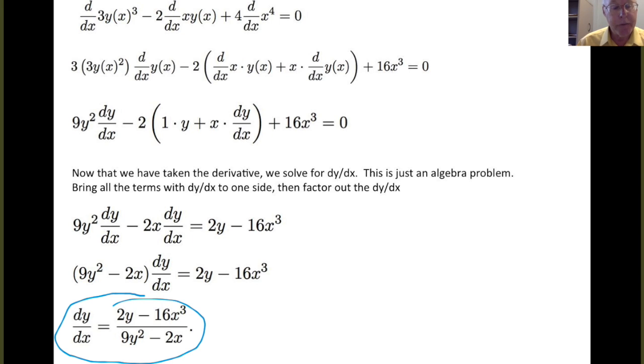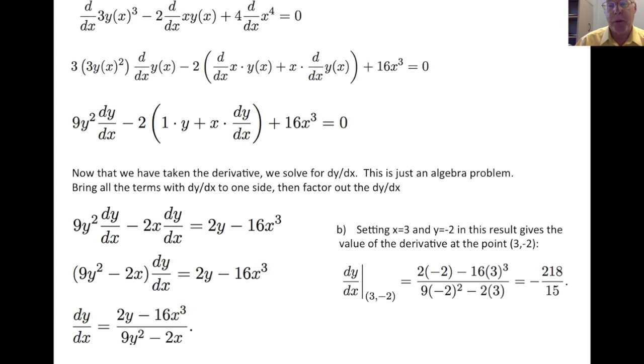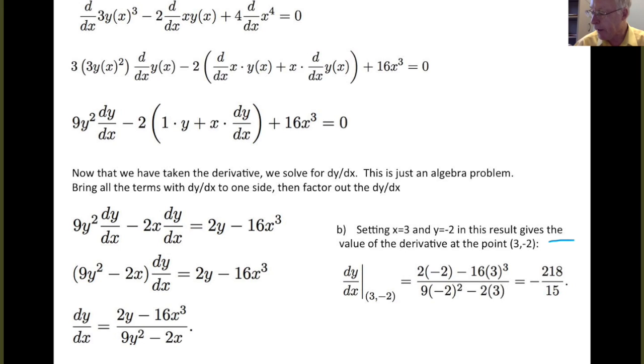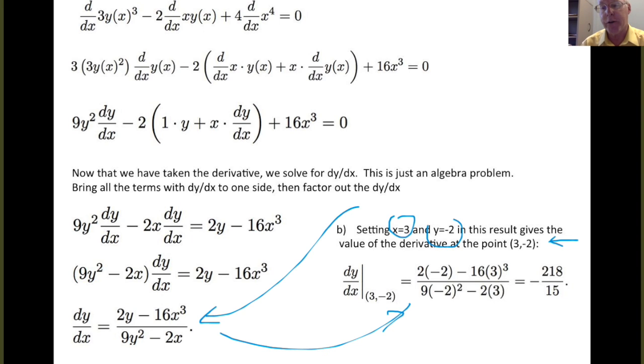Now, once we have such a derivative, we can actually find its value at certain points if we like, and we just do that by plugging in the given x and y values. So the second step is very, very easy. We want to find the value for the derivative at the point (3, -2). So we just put in x equals 3 and y equals -2 in this expression, and out pops our answer of -218/15.